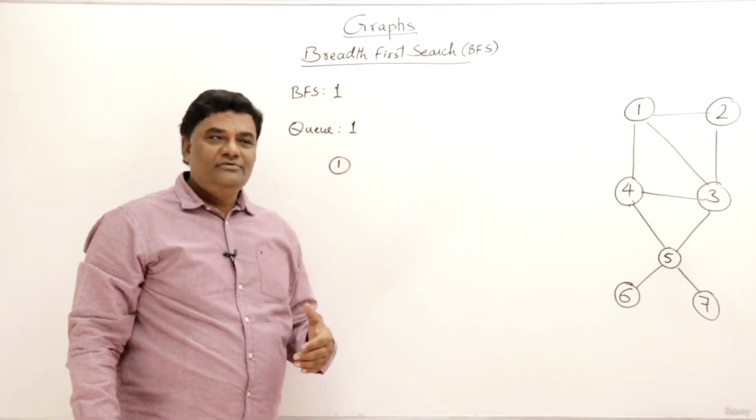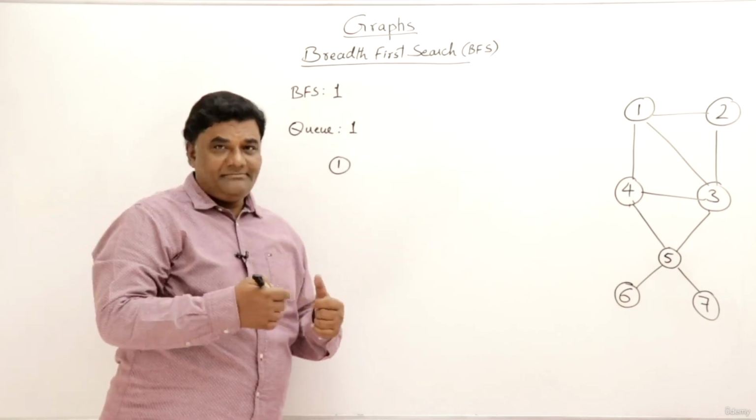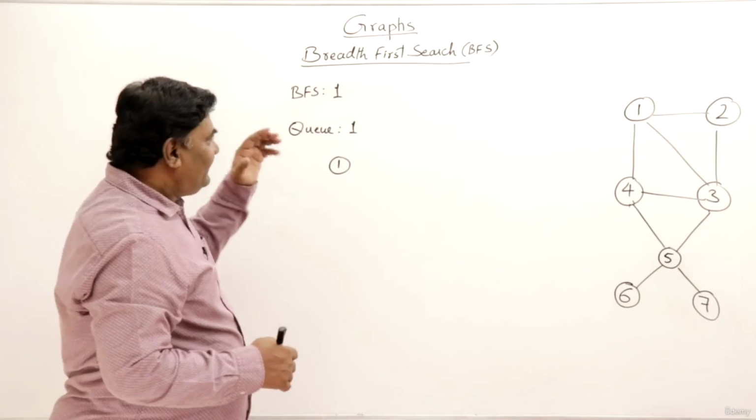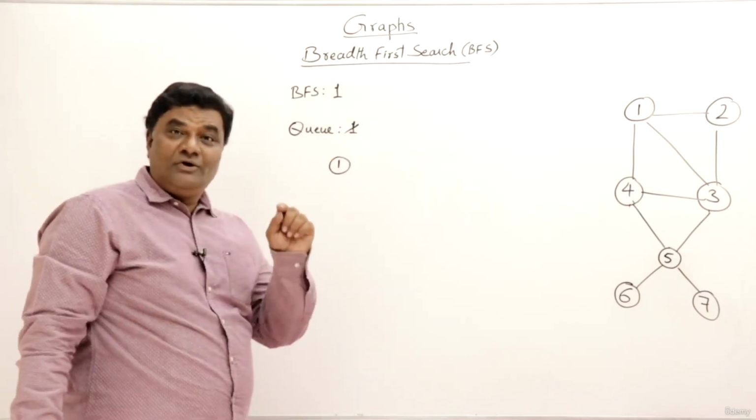Now whatever I am showing you is repeating. This was the initial step. Now the steps are repeating. Look at this. Take out a vertex from the queue, and explore that one.